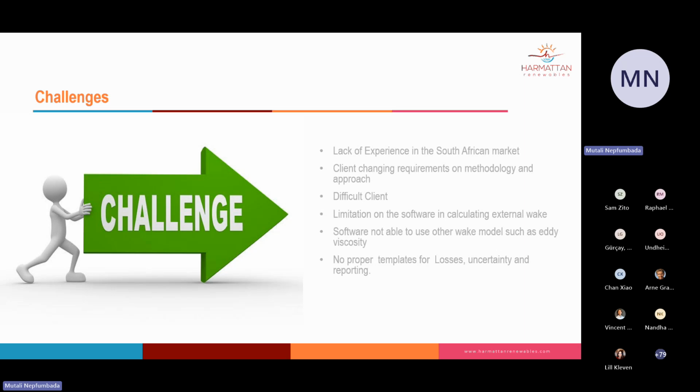The other challenge is that we didn't have standardized loss assumptions that we can present in the South African market as a whole and give the client what exactly they will expect on the loss certainty and the reporting. So basically, getting more knowledge on different markets would be a good approach for WindSim moving forward.